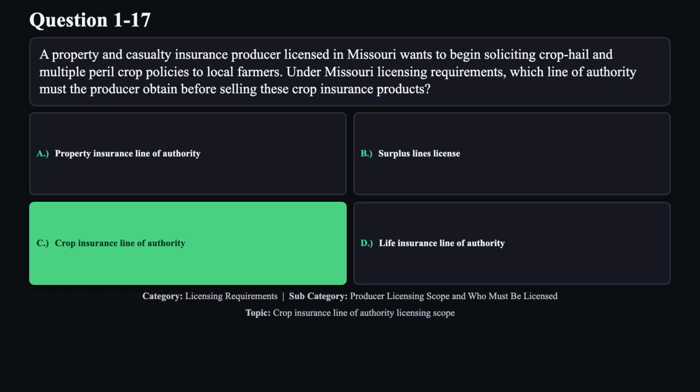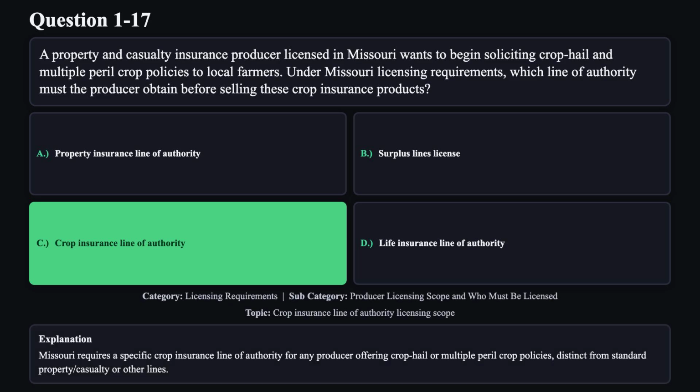The correct answer is C. Missouri requires a specific crop insurance line of authority for any producer offering crop hail or multiple peril crop policies, distinct from standard property, casualty, or other lines.